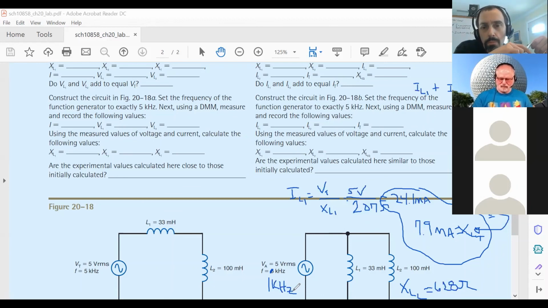Wait, but then you said you had to change the 207 because you did it wrong? No, I'm keeping it at 1K. I kept everything at 1K. Was your signal generator at 1K too? Yes, it was. Okay, then it makes sense now. Wait, so how did you get 207 then? You have to do 2 pi times the frequency of 1,000 times 33 millihenries.